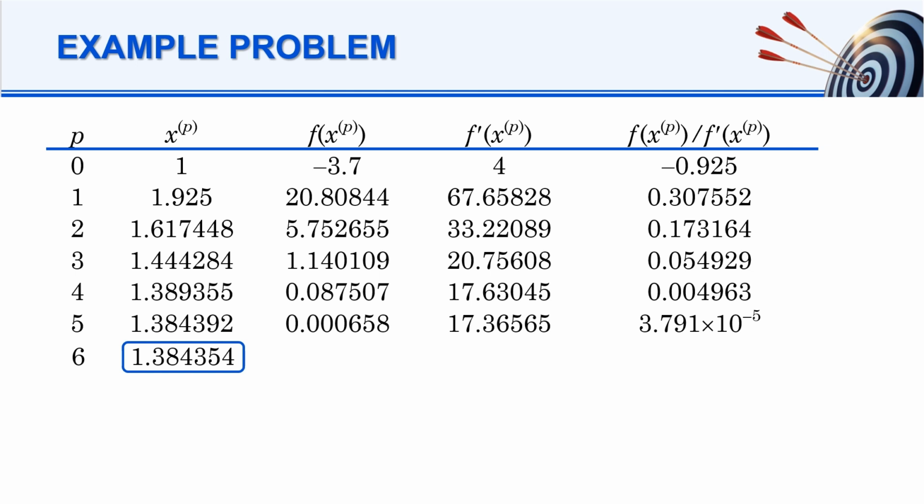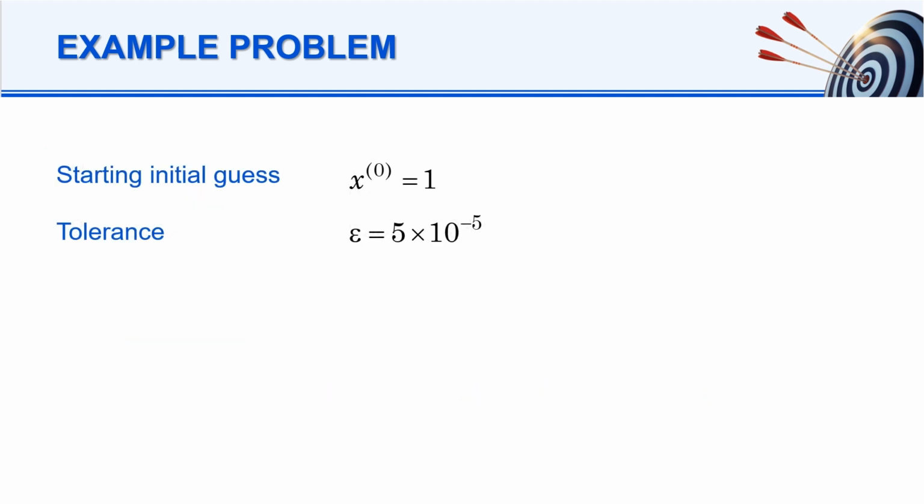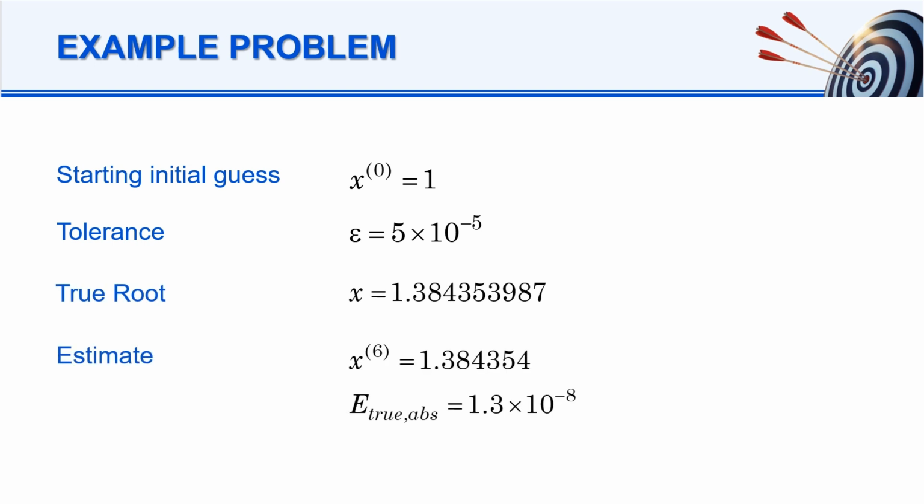The sixth estimate is 1.384354, which satisfies the termination criterion. As p increases, the function evaluations and the ratio of f(x^p) to f'(x^p) approach 0. f'(x^p) approaches 17.3636. The true root is an estimate obtained to 9 decimal places of accuracy. The sixth estimate is found as 1.384354, which has an absolute error of 1.3 times 10 to the minus 8.